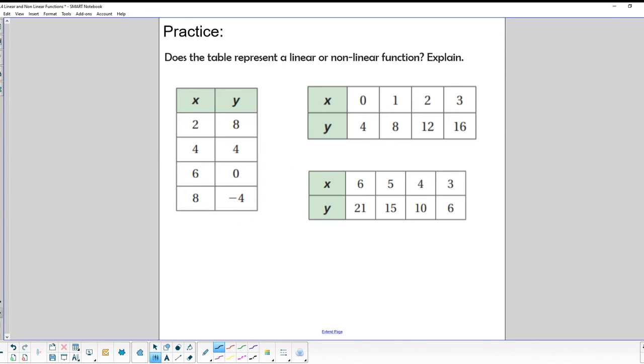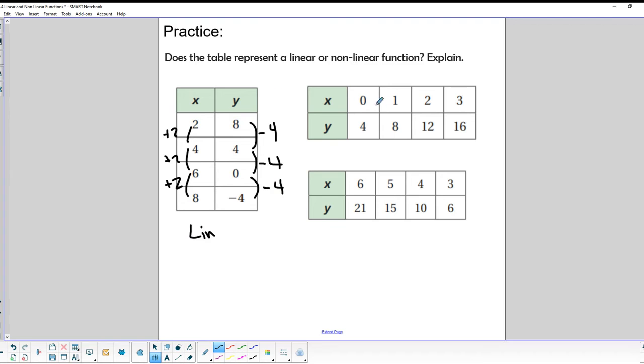All right, moving right along. Let's check out a few more tables. So we're just going to check the rate of change between the x and the y values. So plus 2 on this side, plus 2, going up by 2. In the y direction, we're going down by 4, down by 4, down by 4. So this would be linear.